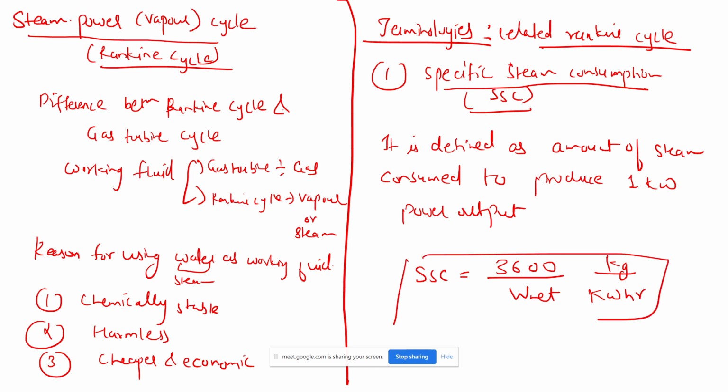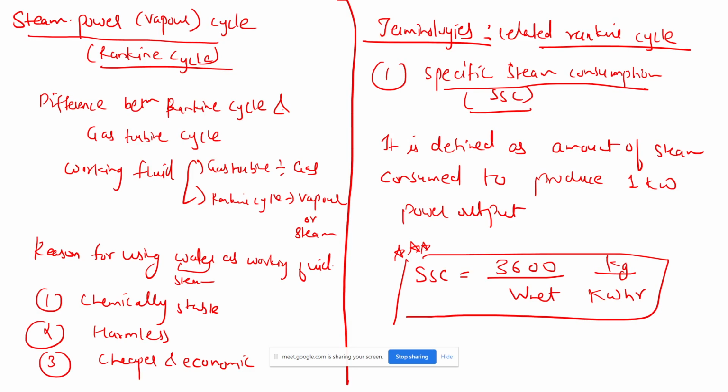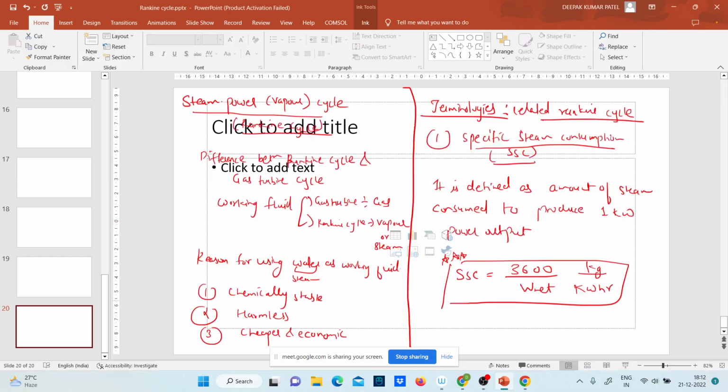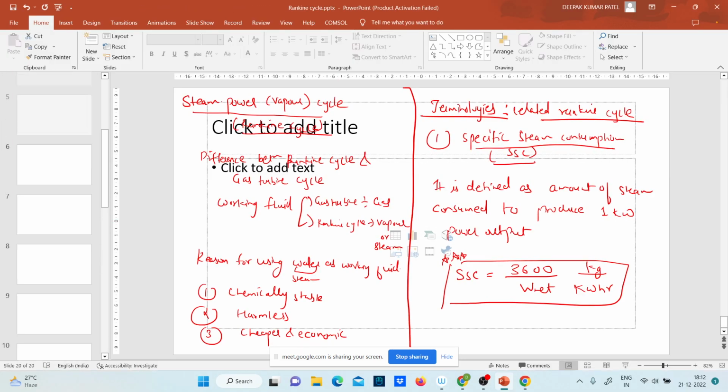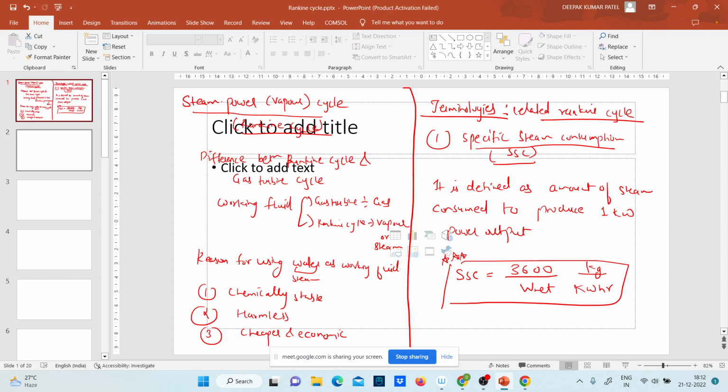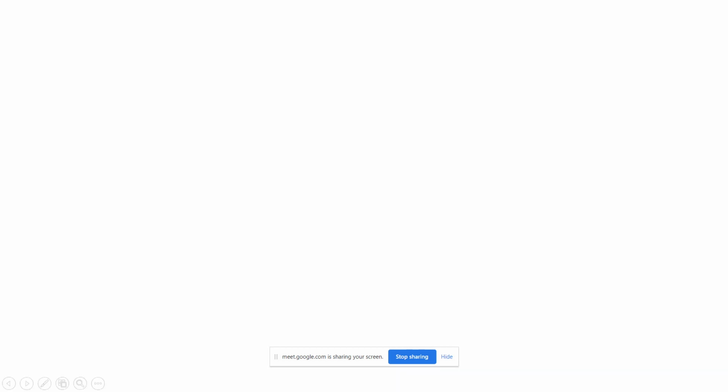Okay, just remember this, because many times they directly ask in the GATE exam. In the numerical part we will discuss what is the specific steam consumption of this cycle. Like this they ask. So just remember the formula. There is no need to go for any derivation part, I think, for this.